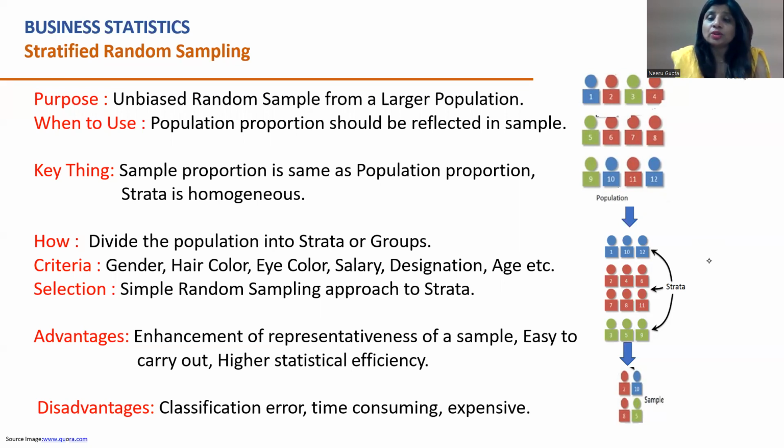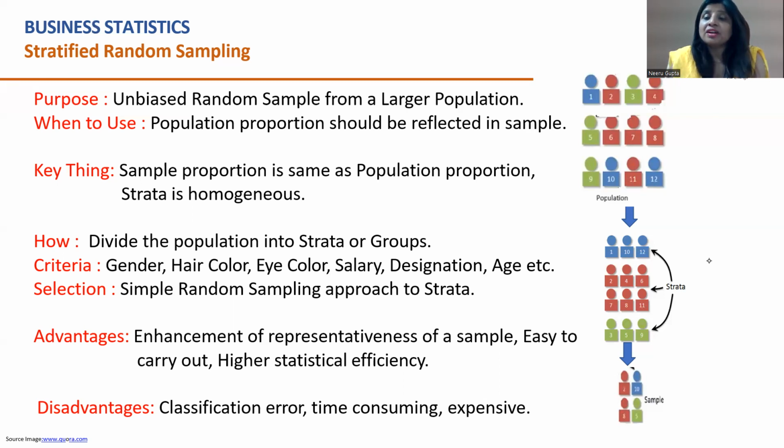Whatever the total population is, we select proportionally from it. Suppose we have a population of 200 and I have to choose 100, then 50% from each. The strata are homogeneous, as I told you earlier.